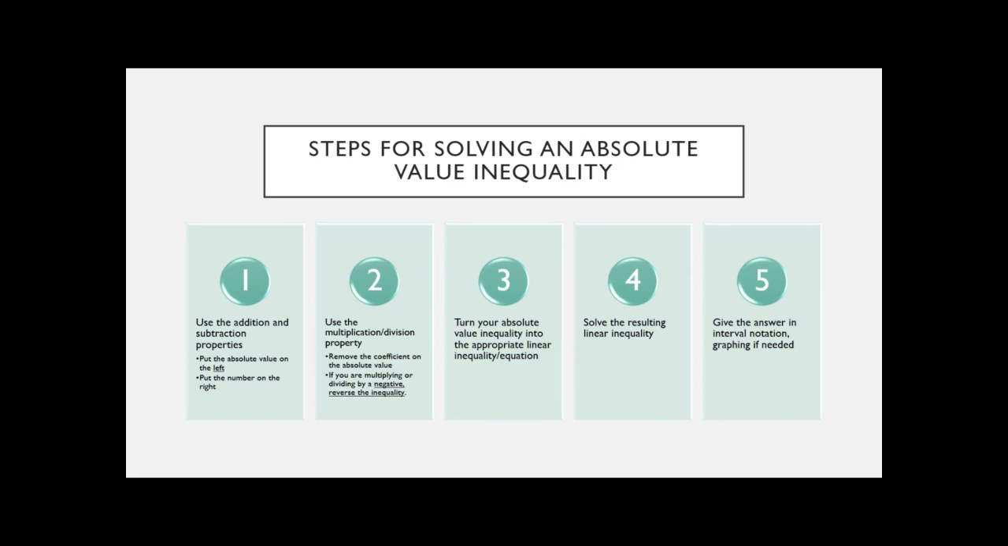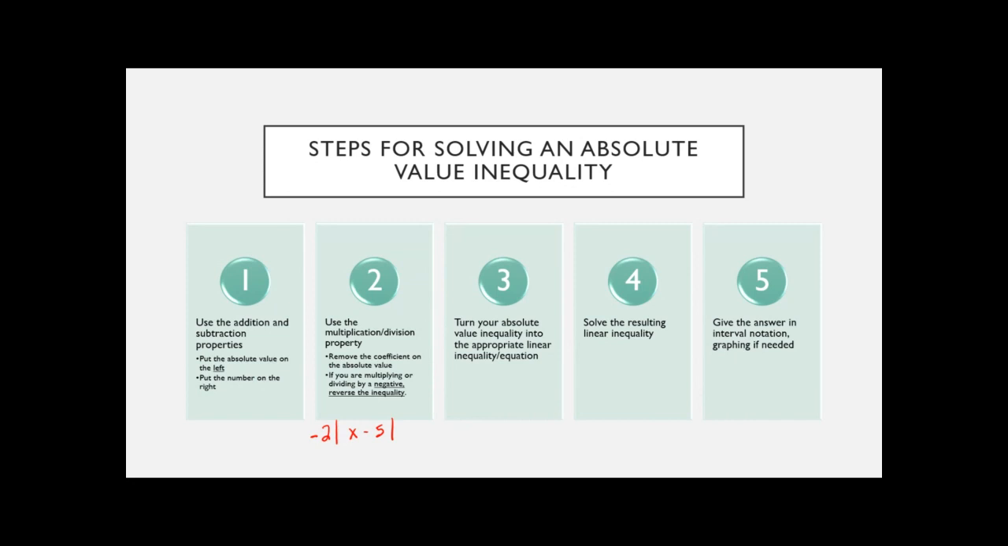Step 2 is you need to use the multiplication or division property if you have a number in front of your absolute value. So if you had something like 2 times the absolute value of x minus 5, you would have to divide both sides by 2 to get rid of that number in front. And if it's a negative, you have to remember that the inequality changes direction. It gets reversed, because whenever we multiply or divide by a negative, the inequality changes direction.